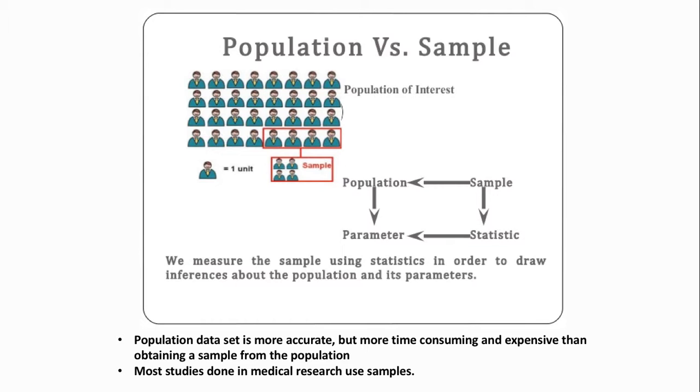When you're talking about a population, we're looking at parameters. In a sample, we're looking at statistics. So we measure the sample using statistics in order to draw inferences about the population and its parameters. Most research studies done in medicine use samples, and how they collect that sample can determine whether or not that sample is generalizable to the population of interest.